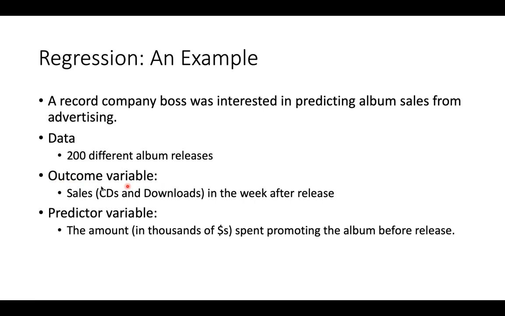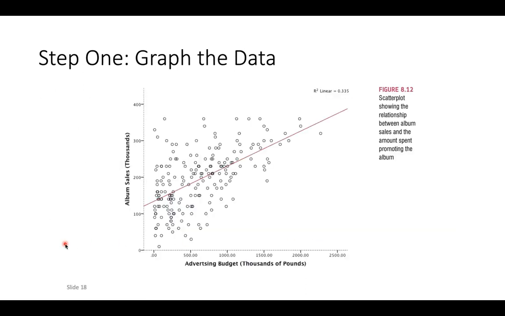We are predicting sales. So back in the day when we actually used to have physical CDs and downloads, in the week after release of the album, and the amount of money we spend in thousands of pounds on advertising. That's our predictor. And let's say that this is what our data look like. Right? Each dot is an album.